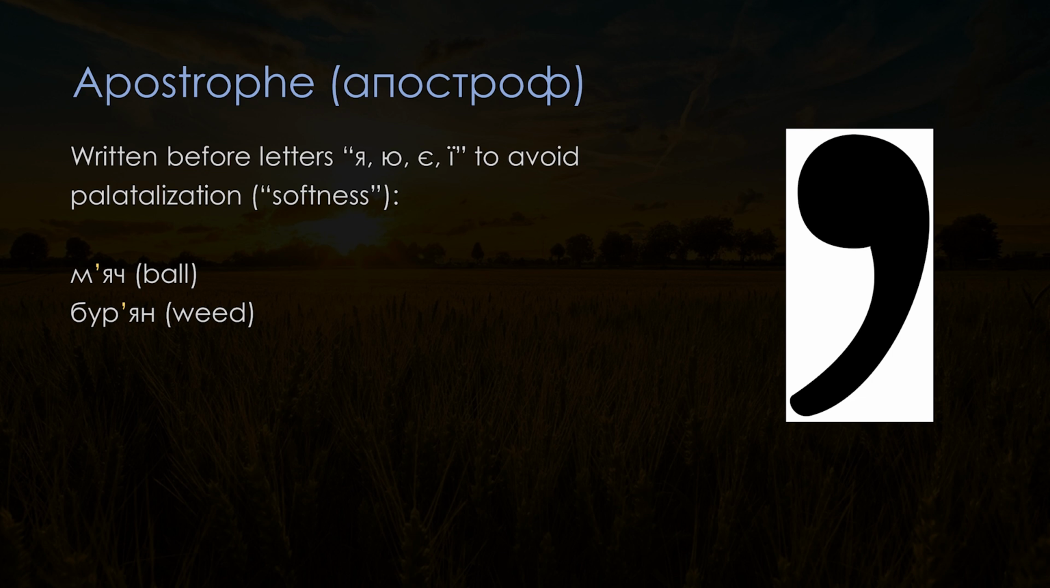Let's take the following words as examples. The word m'yach. This sound is not affected by the sound ya, so it stays hard. M'yach. The next word, buryan. R also stays hard. If it wasn't hard, it would sound soft. Buryan. The same thing could have happened to the word m'yach. If there was no apostrophe, it would sound like myach, with a soft sound m.